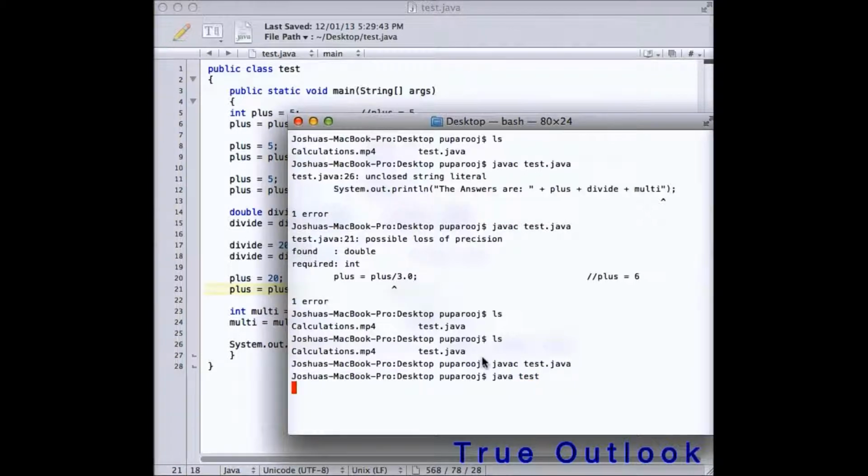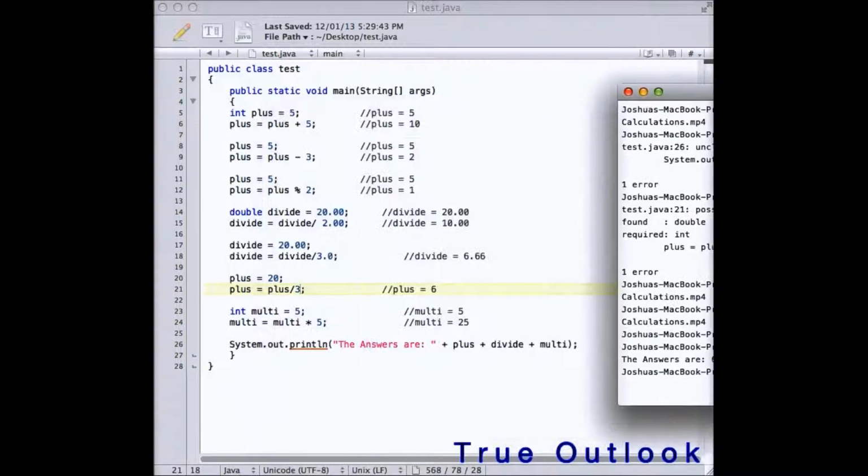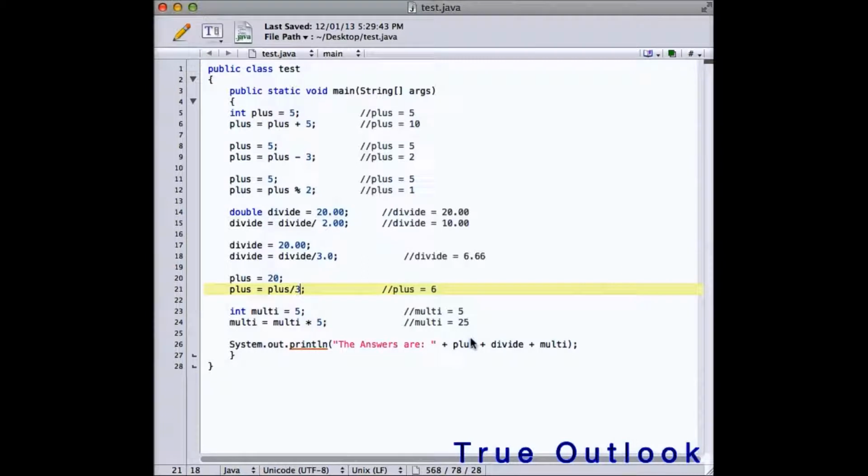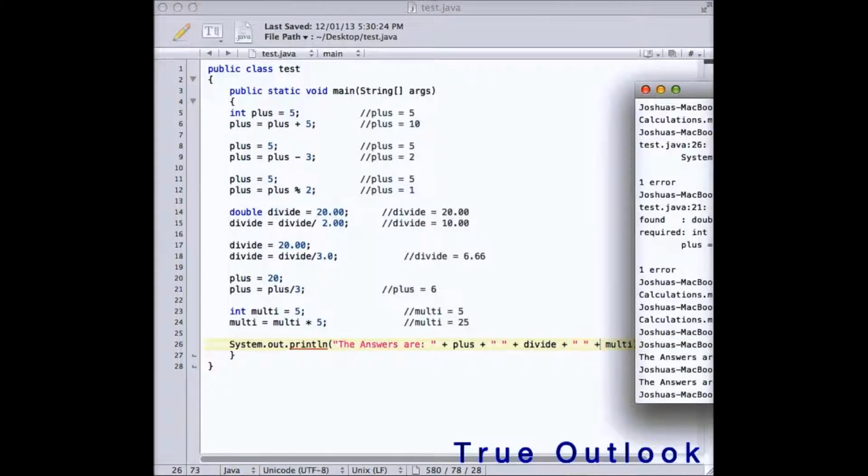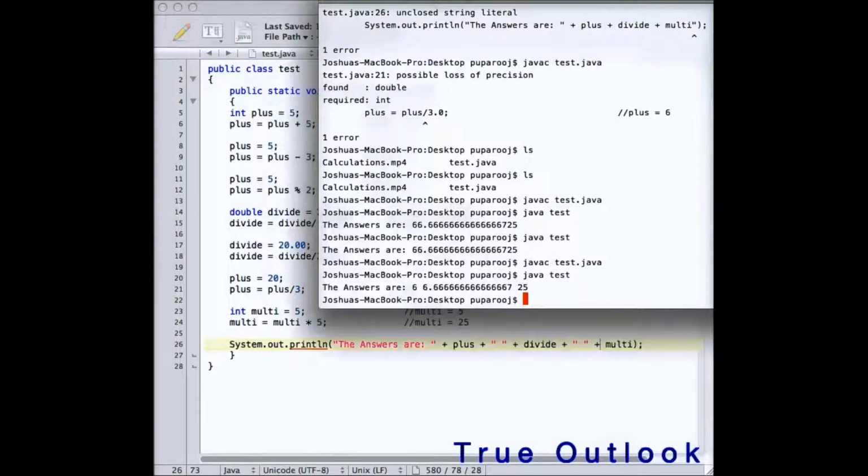And test. And so, see how it's come out all jumbled and horrible like that? That's because in my system.printf I have no spaces, so if I went like that, to add spaces to everything, and saved it, recompiled it, it would show spaces.